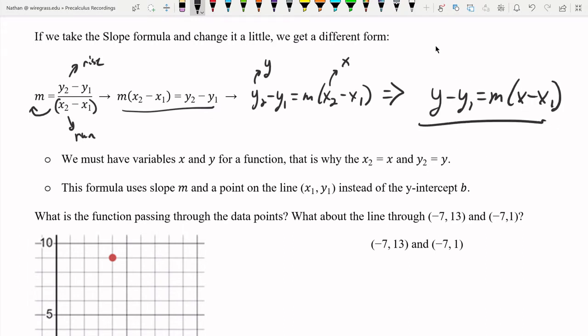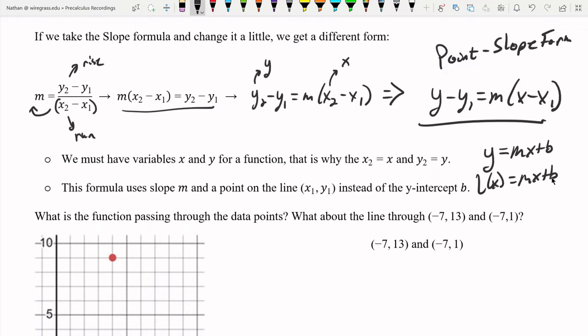This is called the point slope form of a line. We of course looked at the slope intercept form, that's y equals mx plus b, or L of x equals mx plus b. That uses the slope and the intercept. In this case, this line uses a point and a slope. The point is x1 comma y1, just a point on the line.